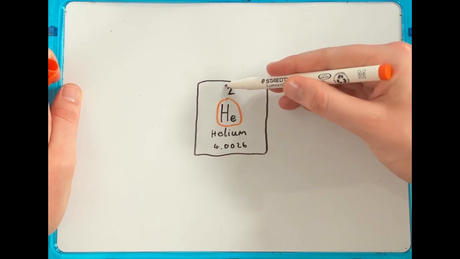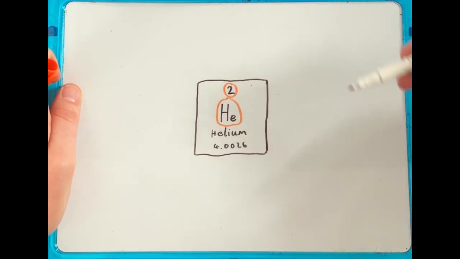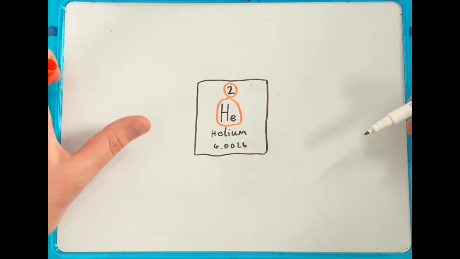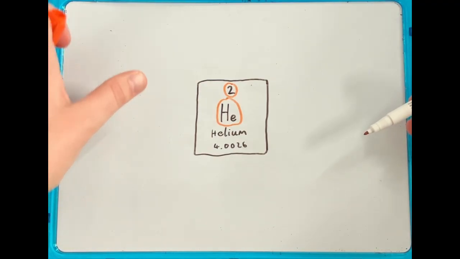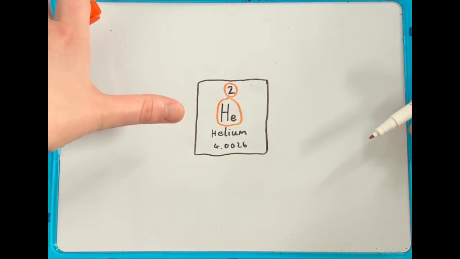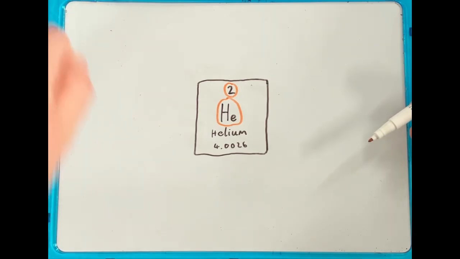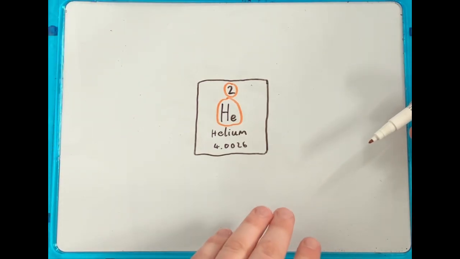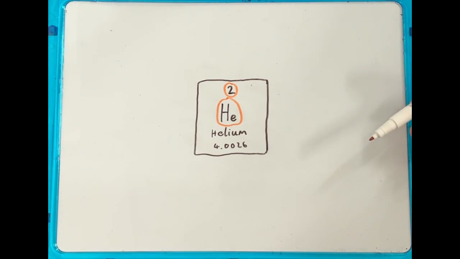At the top of the element block, there is the proton number, otherwise known as the atomic number. It will always be a whole number. This is the number of protons that are present in the nucleus of the element. The proton number is what defines an element. Helium always has two protons. That's what makes it helium.